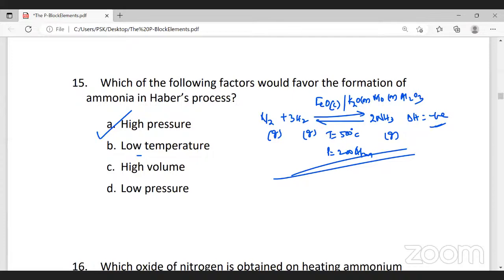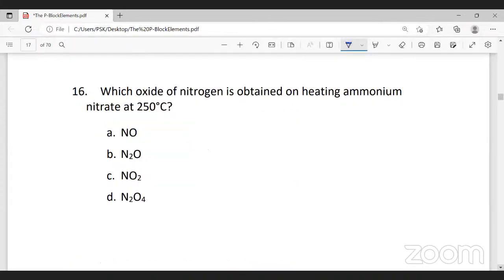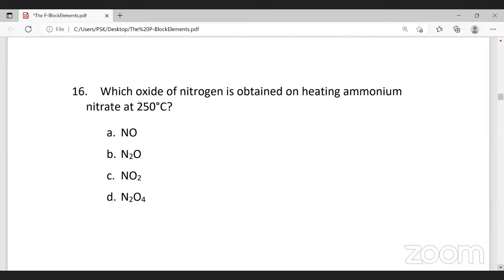The next question, which oxide of nitrogen is obtained on heating ammonium nitrate at 250 degrees Celsius? Ammonium nitrate, the molecular formula is NH4NO3. Now, if you observe this equation, on heating, this has to decompose. So now we have 4 hydrogen and 3 oxygen. 4 hydrogen can react with only 2 oxygen to form water. So 2 into 2 is 4 hydrogen and 2 oxygen. So the third oxygen is there.